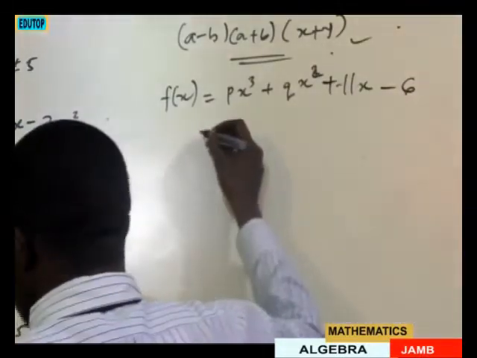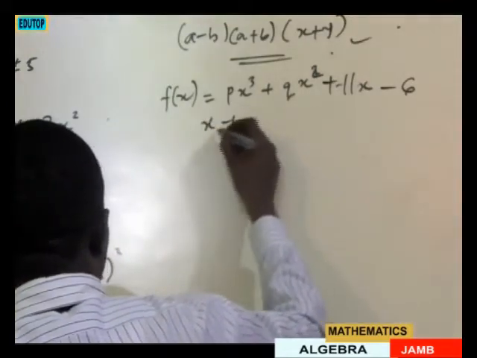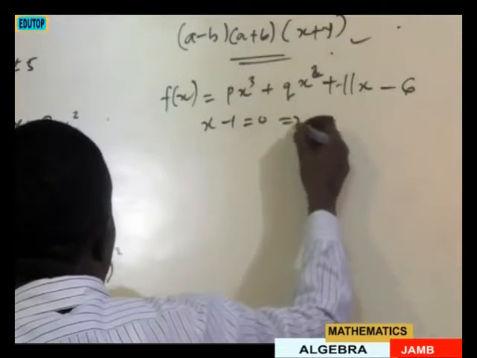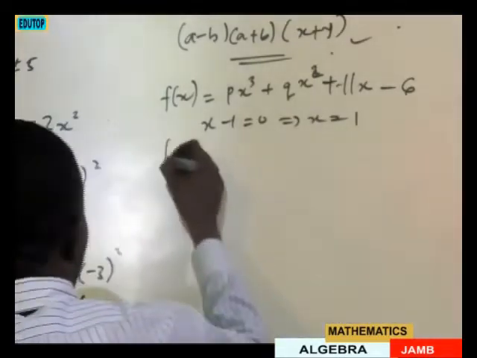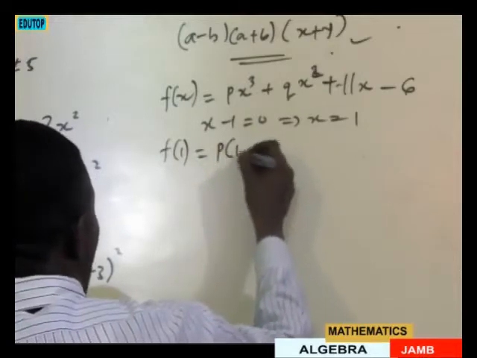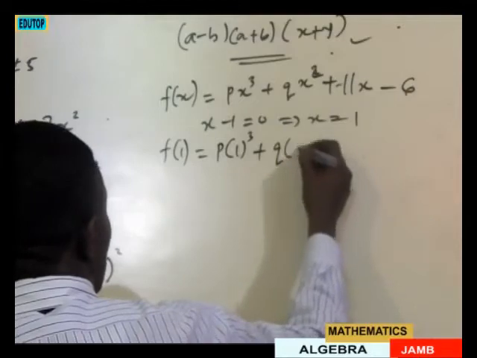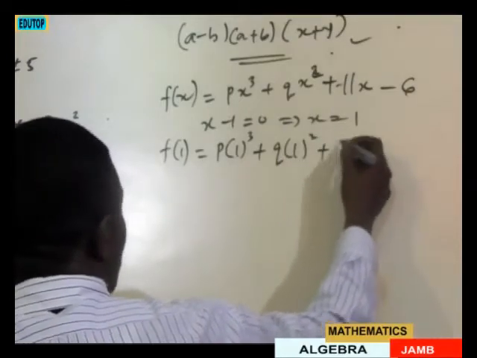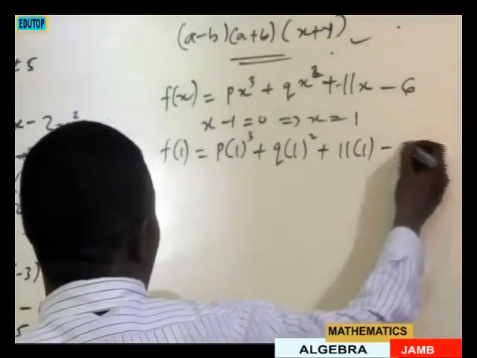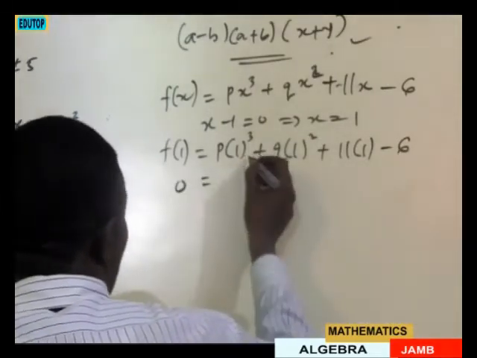Since we are told that x minus 1 is a factor, then x minus 1 equals to 0, then x equals to what? 1. So I can try f of 1. F of 1 will be p into 1 cubed plus q into 1 squared plus 11 into 1 minus 6. Anywhere I see x, I will replace with 1. Everything will be equals to 0. Take note of that because it's a factor.